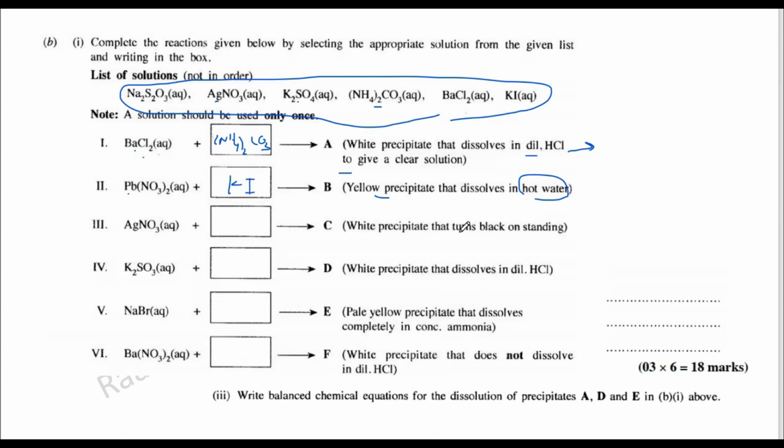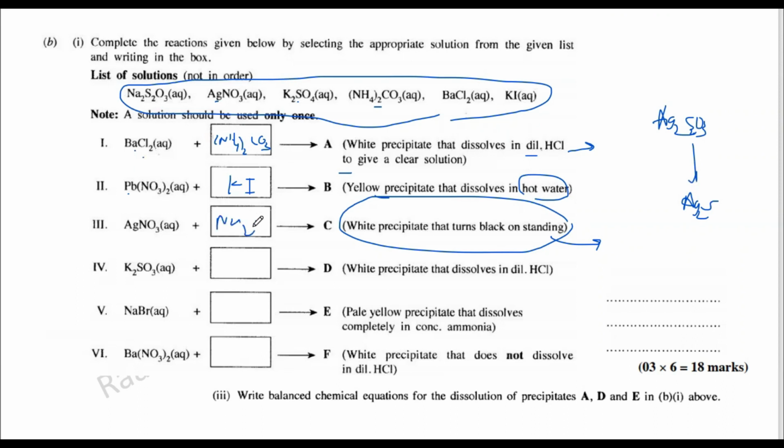AgNO3, a white precipitate that turns black on standing. We discussed this one earlier in the previous case. You remember, if you have Ag, it should be Ag2S2O3, which eventually forms Ag2S, our black precipitate. So there should be S2O3. This could be sodium thiosulfate, Na2S2O3. So this could be this one.